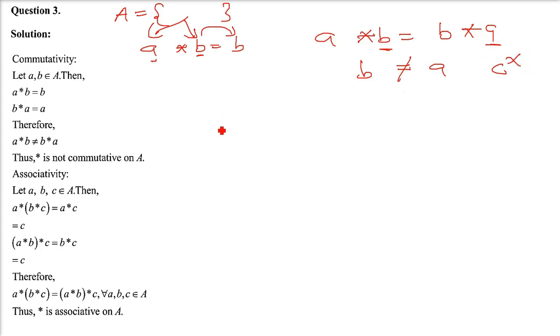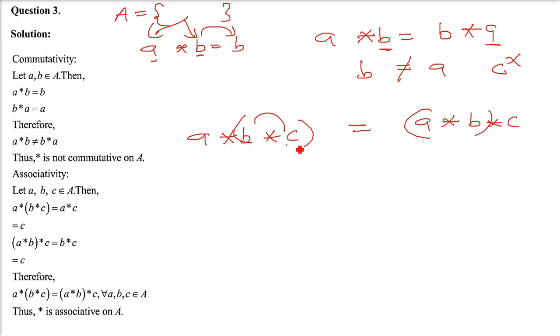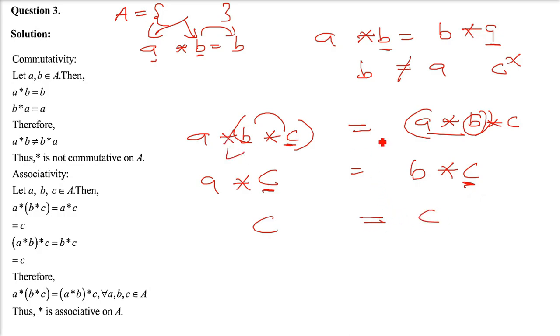Coming to associative. A star B star C equals A star B star C. Okay. So we'll take B and C first, and here we'll take A and B. Always the second value will come. So B star C will be C, A star C. Here B will come. So we have B star C. Here the second value will come. So C will come. Here C will come. Second value. So C is equal to C. So the star is associative on A. It is not commutative, but it is associative.